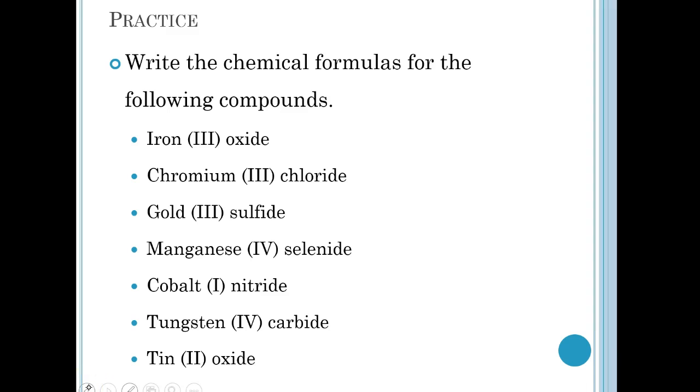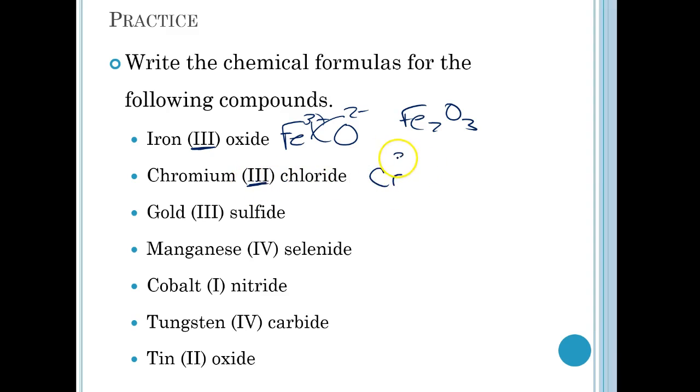But you're going to do the same thing you've done before. You're going to drop and swap. So Fe, that 3, positive 3. O, I looked at the top of the periodic table, it's negative 2. I'm going to drop and swap: Fe2O3. Done. That 3 came from right here. Okay, chromium 3 chloride. Chromium is Cr. That 3 goes right here. Chloride is negative 1. Again, drop and swap. You get CrCl3.